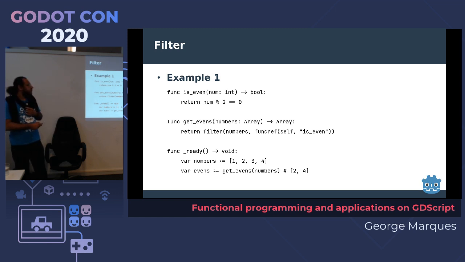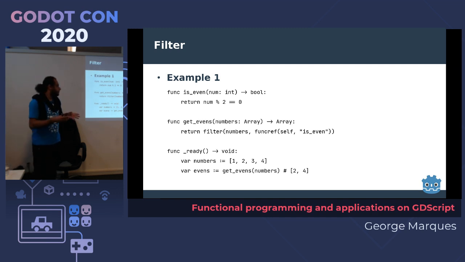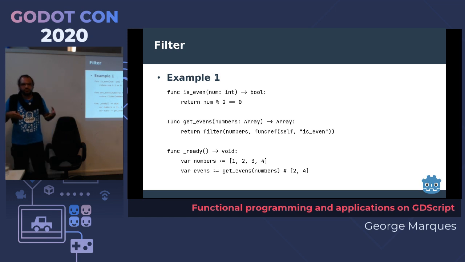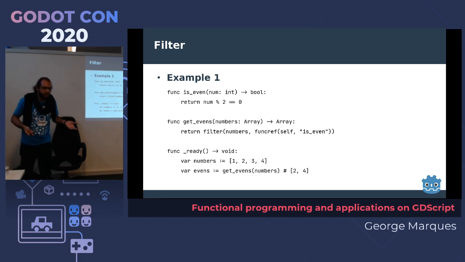And then you have another function to get all the even numbers in an array. So essentially you call filter with the numbers and use the isEven function as the actual function. So when you call it with 1, 2, 3, 4 and you try to get evens, it's only 2 and 4, because those are the only values where isEven will return true.